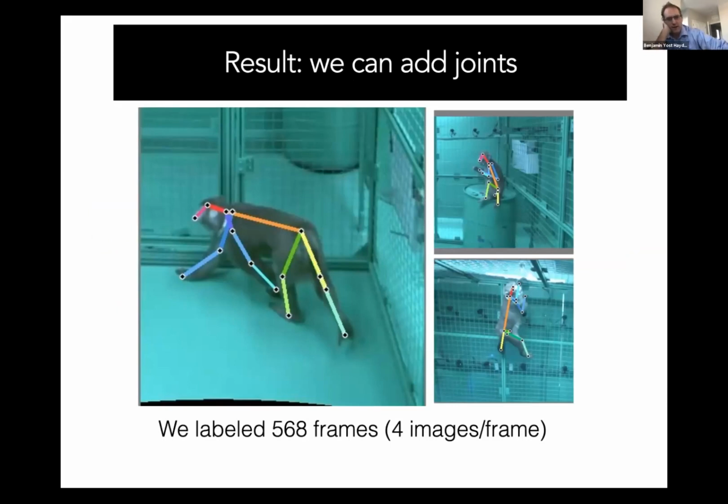So Praneet sat around one afternoon and labeled 568 frames. So that's just a little bit over 2,000 images, since remember there's 62 images for each frame, he just picked 4 at random with the monkey in them. And with those 2,000 plus images, he was able to get really nice tracking of a new joint that was not in the original annotation set.